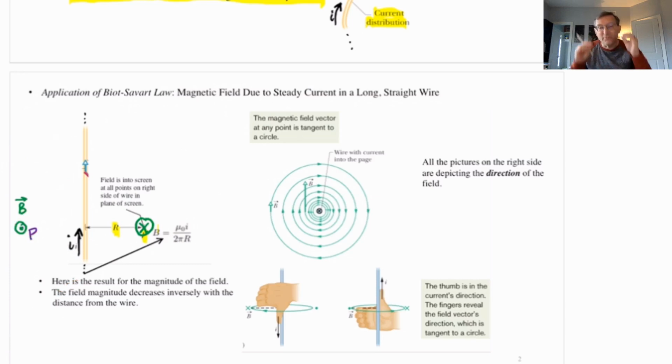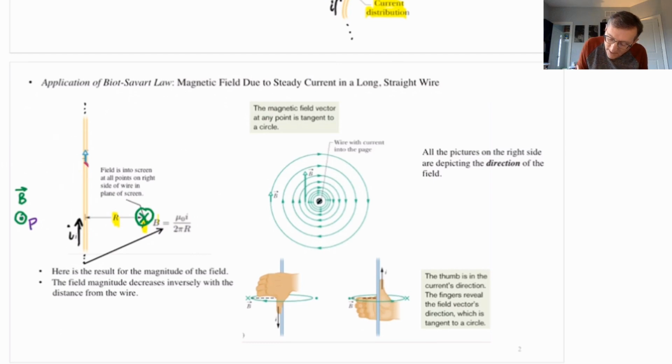So we want a way to visualize the whole magnetic field at any point produced by that long straight wire. Here's a way to do that: this picture over here at the top right. Now we're looking at a top view, and so the wire is this little dot in the middle, and the current is going away from us into the screen, so they've drawn an X there where the wire is. And then they've drawn, in green, magnetic field lines produced by the current in the wire.